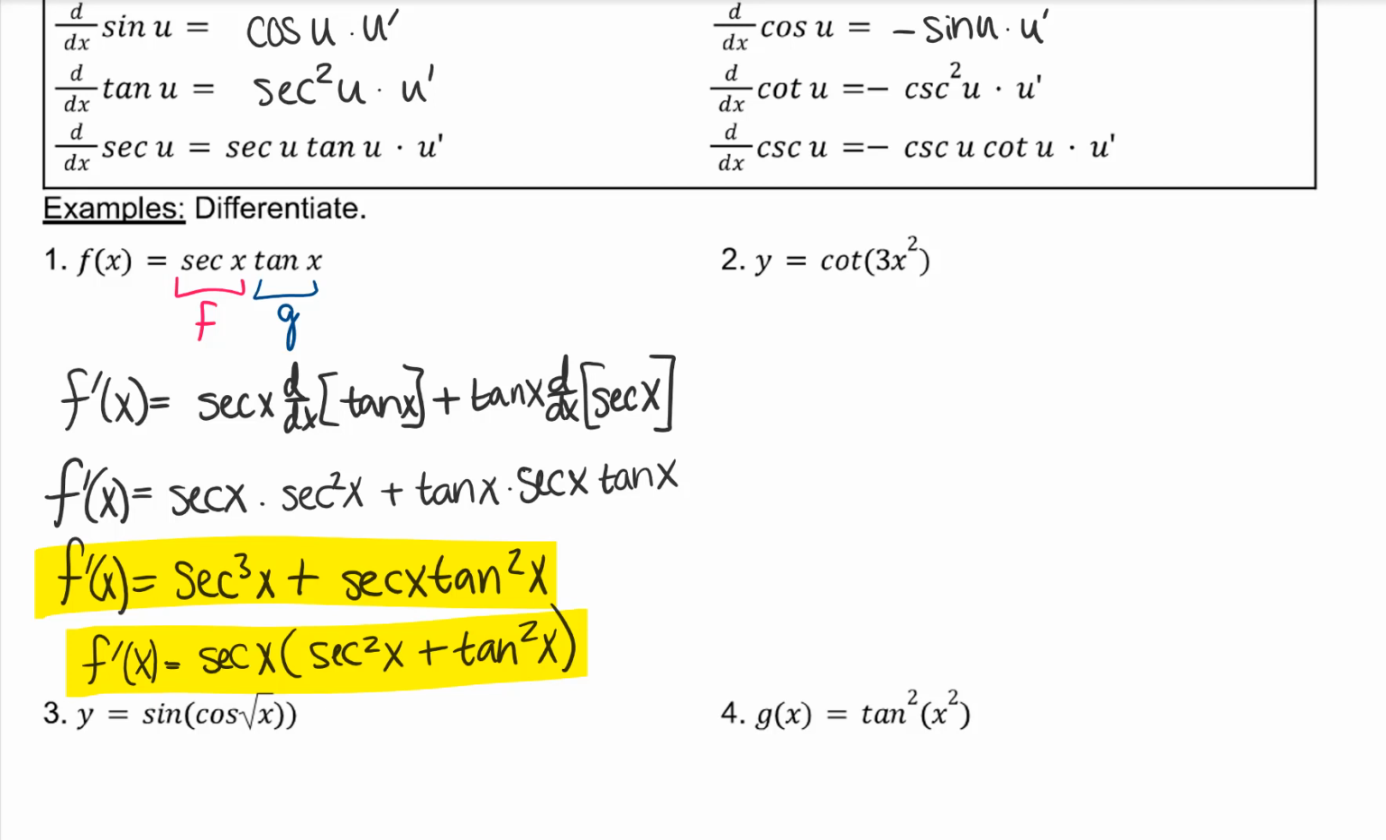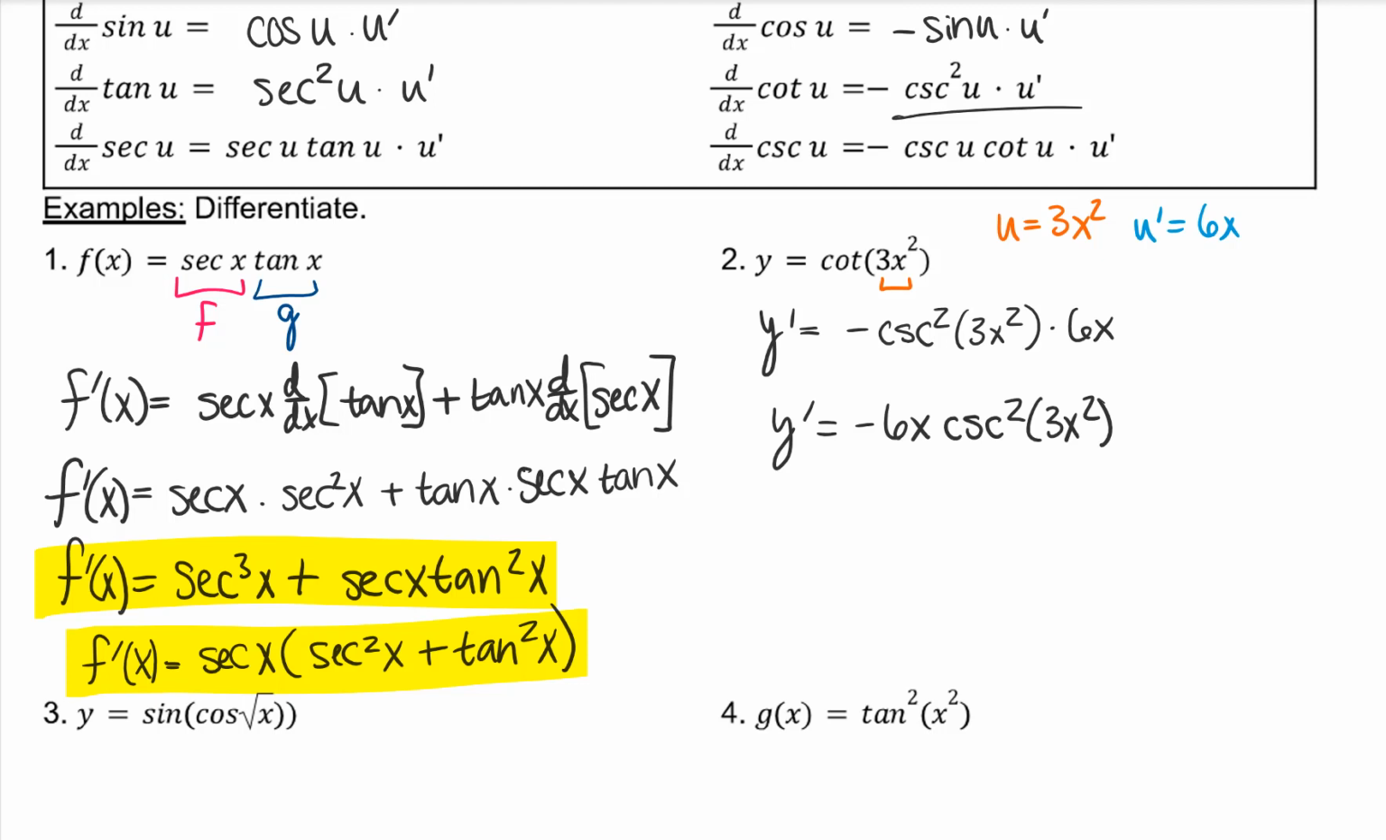For number 2, we're taking cotangent of, is it x? No, it's not. So it's cotangent of u, some function of x. U is 3x squared, which makes u prime 6x. Y prime is equal to negative cosecant squared of u times u prime. I like to write this coefficient in the front.